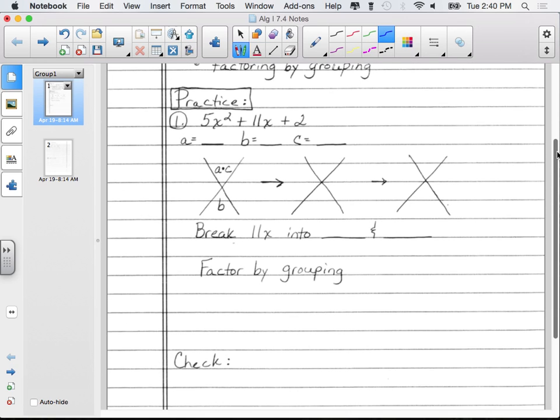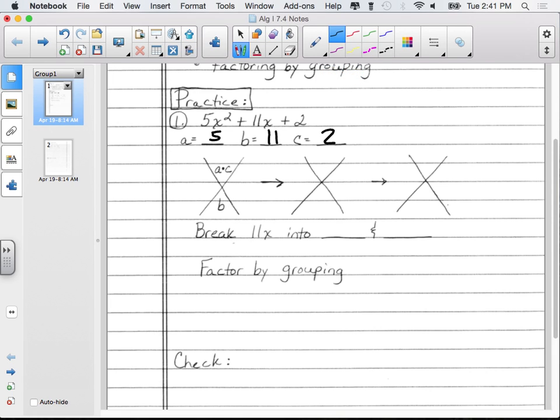So this first practice problem, 5x squared plus 11x plus 2. We always find our a, b, and c first. So what's a, b, and c in this one? 5, 11, and 2, that's right.